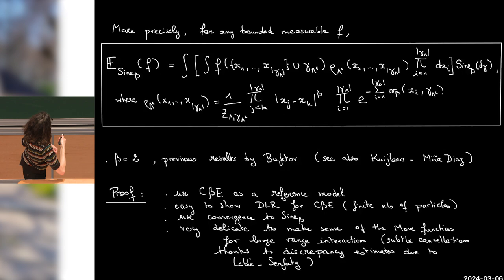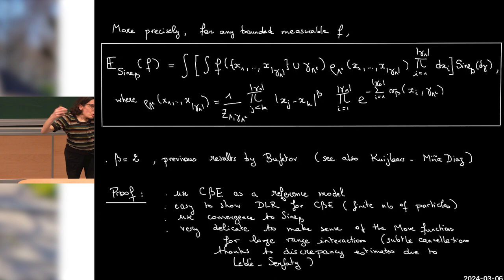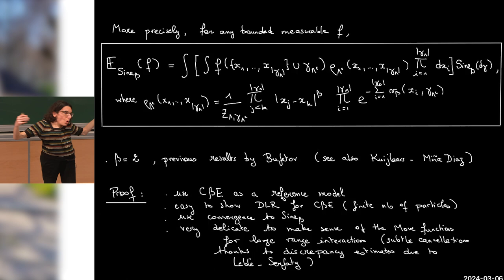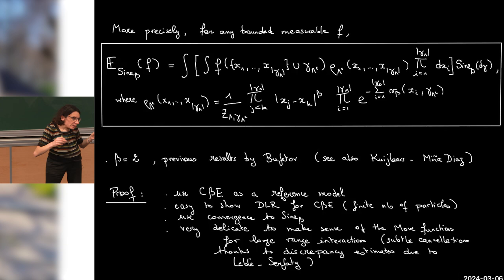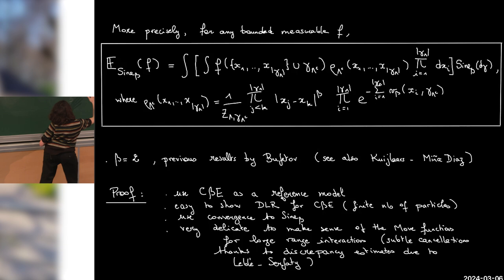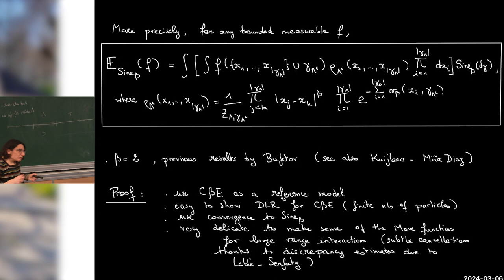very subtle and technical is to show that, so you say that the logarithm is a long-range interaction, okay? So of course it's not summable, etc. The fact that we can define the interaction, the potential created by the whole infinite configuration on one point, comes from very subtle cancellations from the outside. It comes from the fact that we have discrepancy estimates on sine beta that came from previous work of Leblé and Serfaty, and that in fact the configuration outside is well spread, and so you have a good balance between points drawing from one side and drawing from the other side. Okay, so this is the technical part.